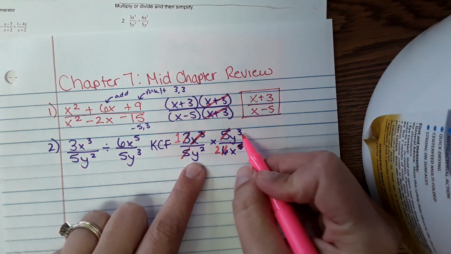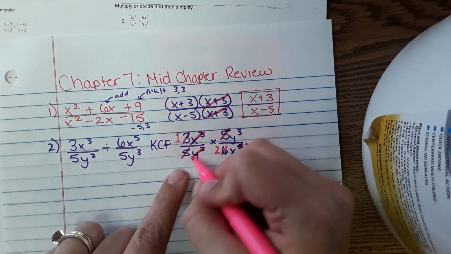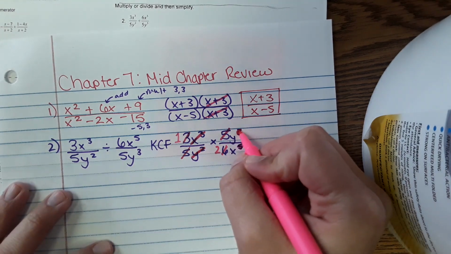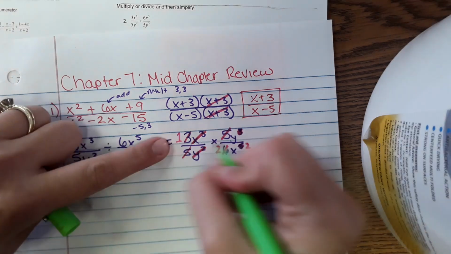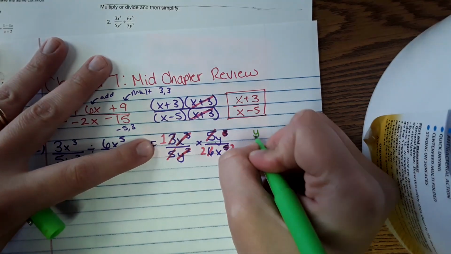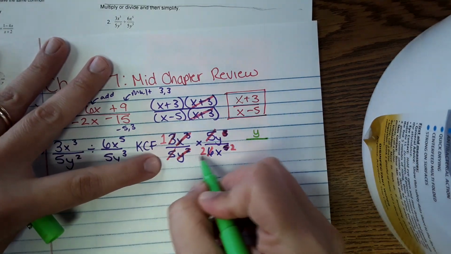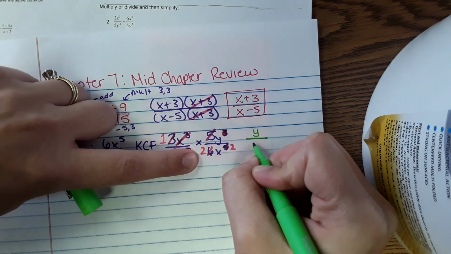And then the y's. These 2 y's would cancel, leaving me with just 1 y on top. And then rewriting what's left over, 1 times y is just y, so that's just on top. And then on the bottom, we're left with 2x squared.